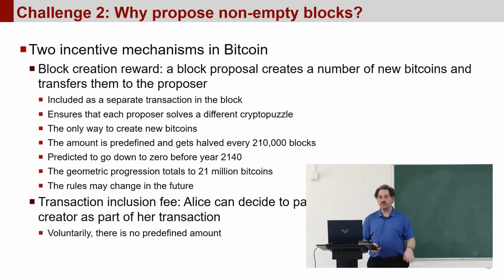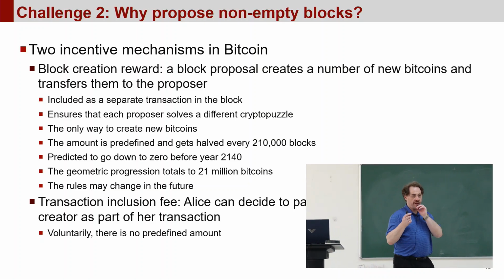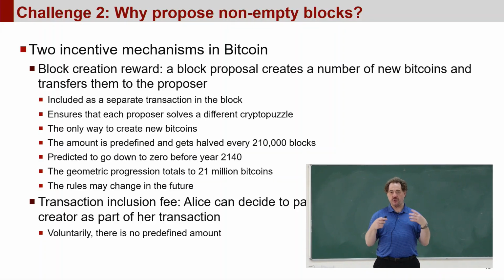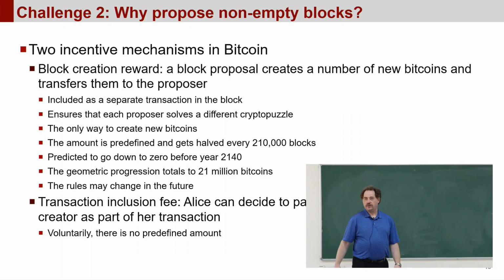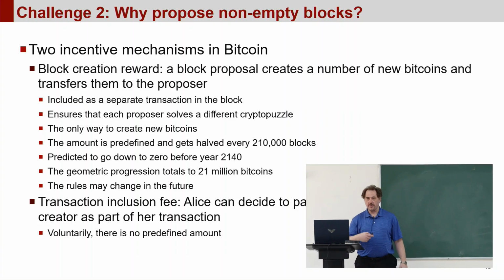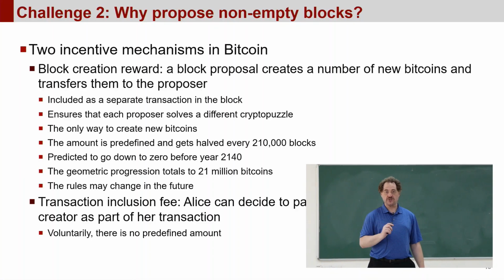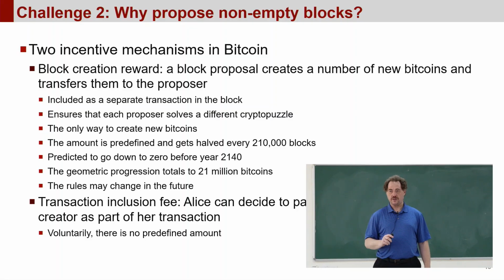So due to those incentives, miners do want to propose blocks. Due to POW, they don't propose too many blocks. So by the way, there is a common misconception that POW is the consensus mechanism in Bitcoin. That's not exactly true. POW is not how we reach consensus. POW is the mechanism protecting consensus.